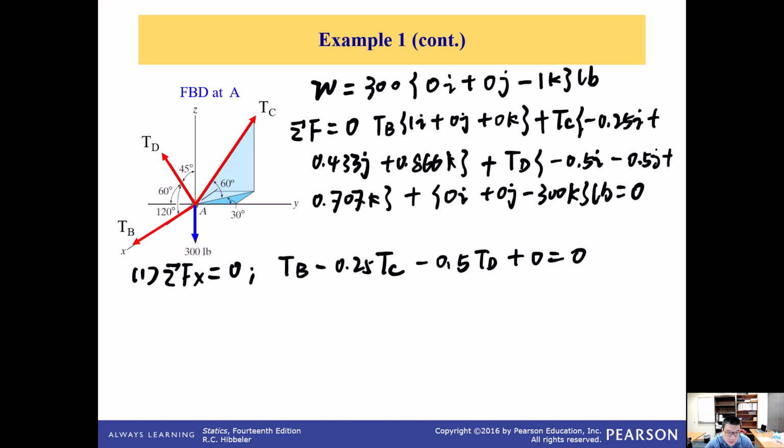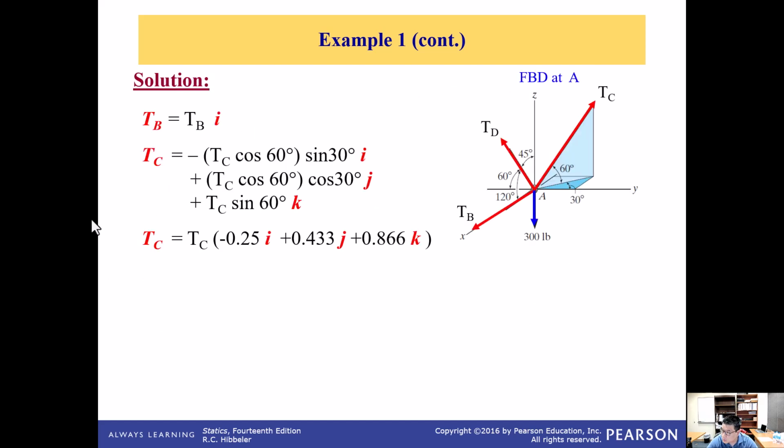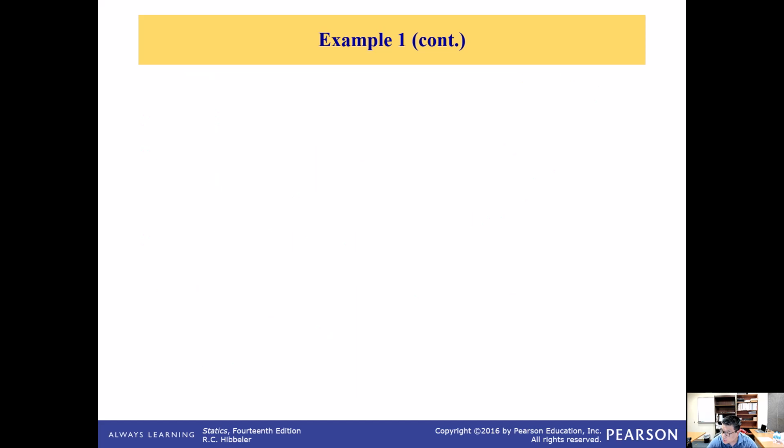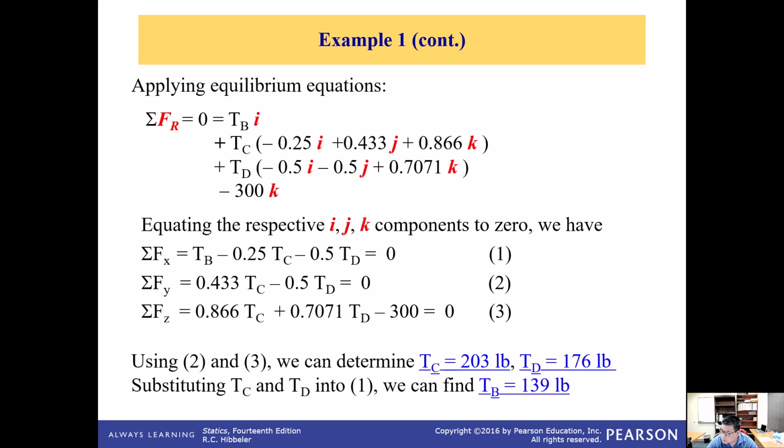And then you can solve these three equations and get the TB, TD, and TC. Okay. You can check your answer right now. So here I find the answer using equation 2 and 3. You can determine TC and TD, and then substituting TC and TD into equation 1, you can find the TB.